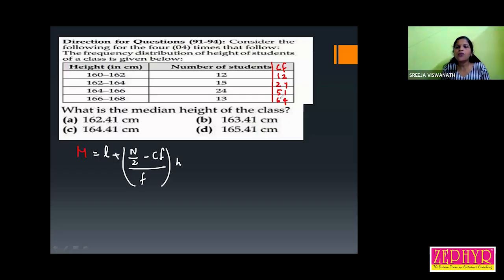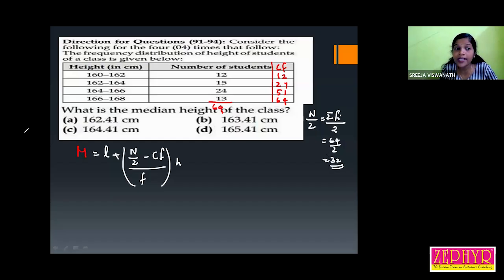Now, how to find the median class? For finding the median, we need a median class. For that, you have to find what is N by 2. What is capital N? What do you mean by capital N? Small n is the number of observations, and capital N is the summation of frequency, sigma Fi. Here, what is the sum of frequency? Sum of frequency is 64, the last term in the cumulative frequency table. So 64 by 2, 32. 32 is N by 2.